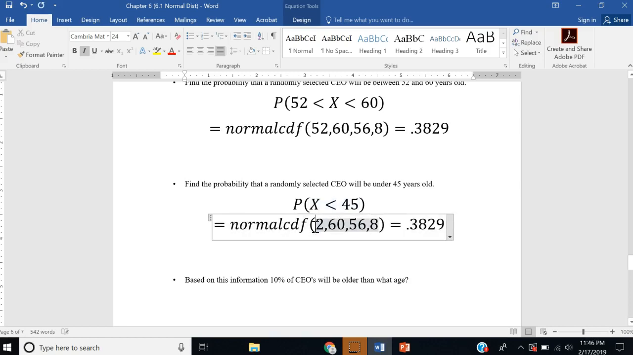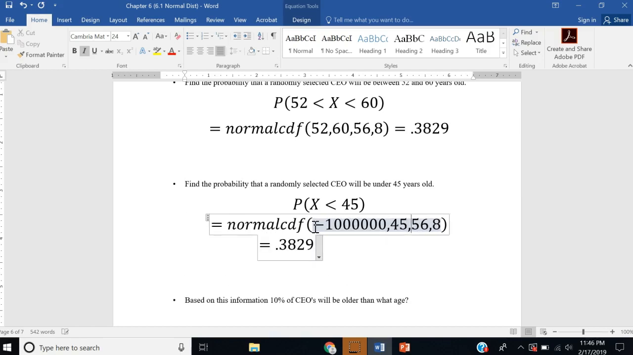Now, pretty straightforward that we're saying x needs to be smaller than 45. So we're going to go from a really low number, like negative a million, up to 45. My average age is 56, and my standard deviation is 8.